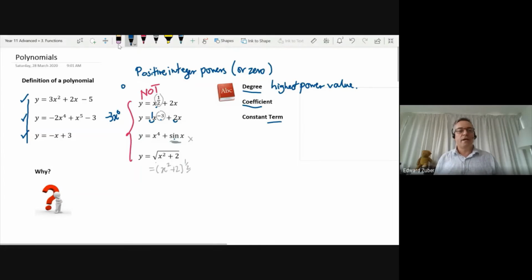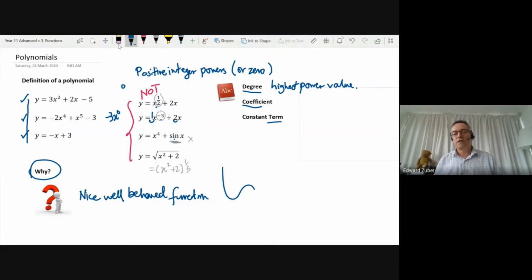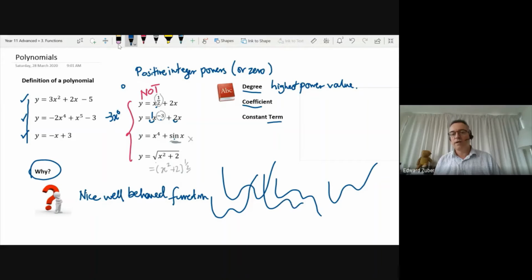So why do we care? Why do we care about polys? Well, it turns out if we accept this restriction, we get nice, well-behaved functions that essentially give us nice shapes like this and this and this. And they don't have any broken pieces, so to speak. They're quite a well-behaved group of functions, and we're going to learn about them as a whole category.